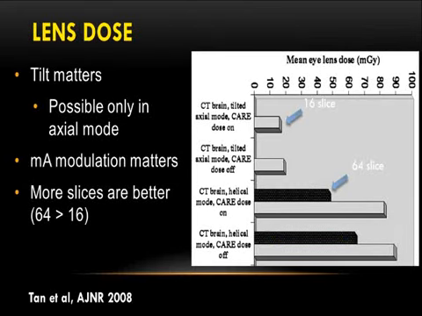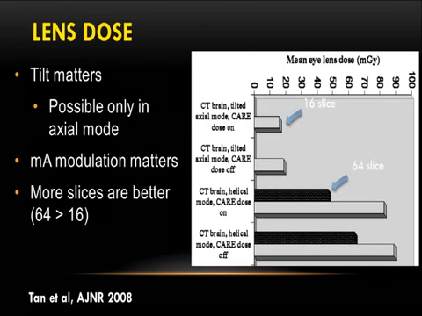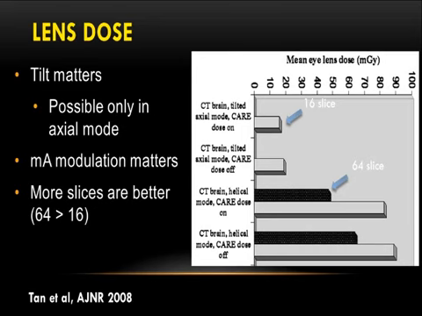The other thing is about the lens dose. Okay, so there's this paper by Tan et al. in 2008 where they're showing you, so these bars are 16 slice and these dark bars are 64 slice. So the first 2 scans are with CT brain in a tilted axial mode and with the care dose on in the second column. And clearly when you tilt the head so that the lens is out, the dose falls considerably over a helical scan where you cannot tilt the gantry.